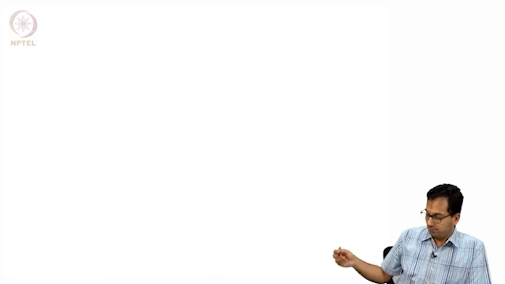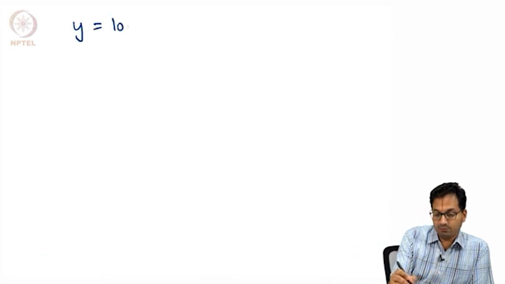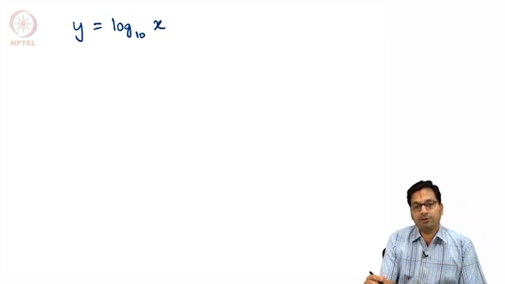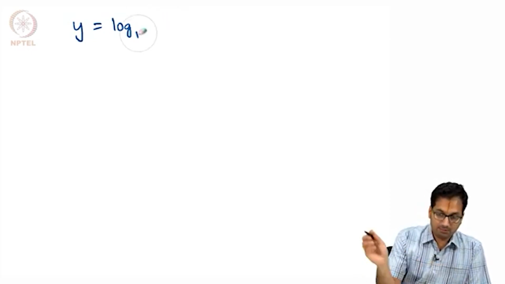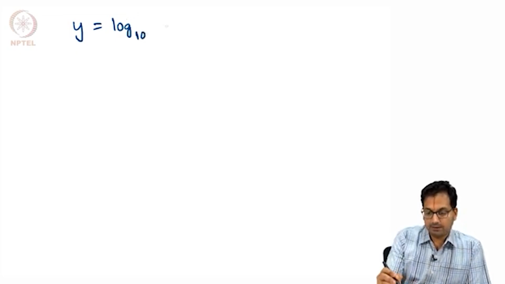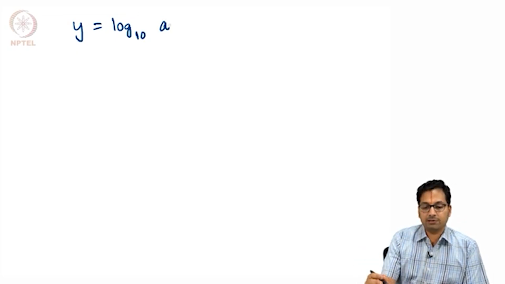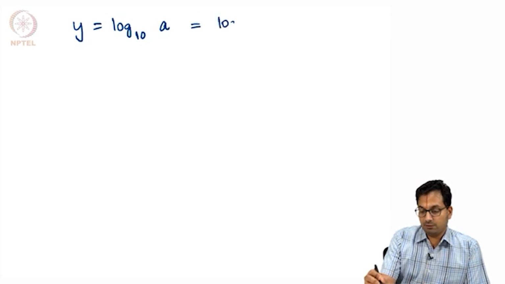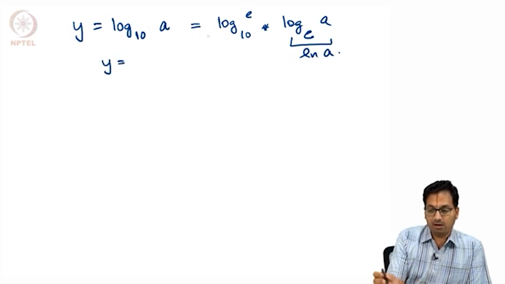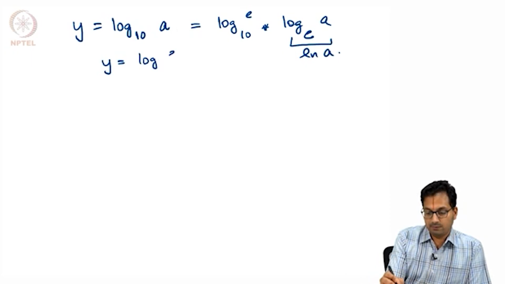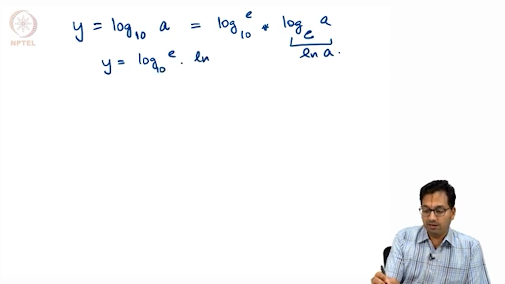So in this example, we will be trying to see what is y equal to log of x. By default, when you say log, we mean log to the base 10. So in this case, let us make sure that we keep the notation constant. Let us say y equal to log 10 of a, then this can be rewritten as log e to the base 10, which will be a constant, times log a to the base e, which is nothing but ln a. Therefore, y is equal to log e to the base 10 times ln of a.